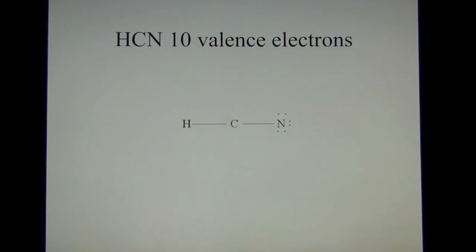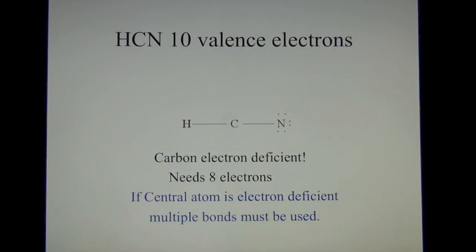If you ever have any extra electrons, they always get to go on the central atom. In this case, we've used all of our valence electrons. There are no extra electrons to go on the carbon. Carbon is not an exception to the octet rule. Carbon does need 8 electrons around it. So what we like to say at this point is that carbon here is electron deficient. Carbon doesn't have the 8 electrons that it needs. Whenever you have a central atom that is electron deficient, we now have permission to try a multiple bond.